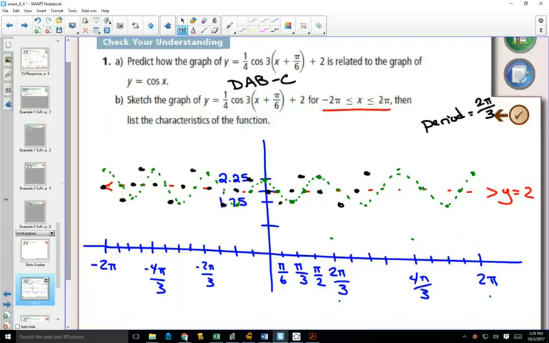Uh-oh. I got a little bit off there. The one you're going to get on the test won't be this hard. This one's hard just because of the domain. And here's our final graph.